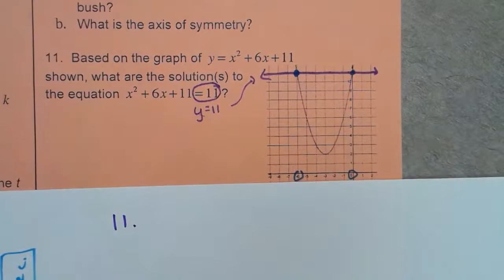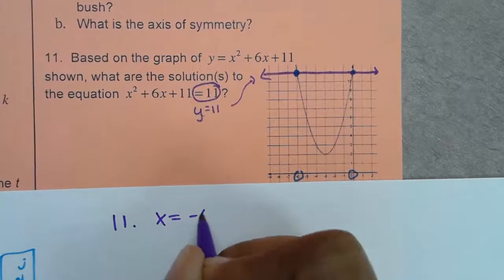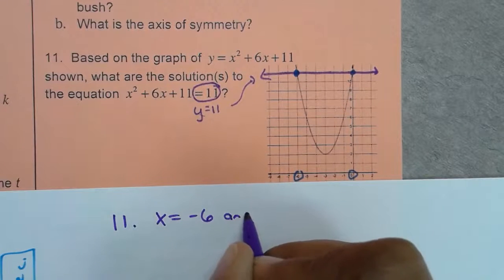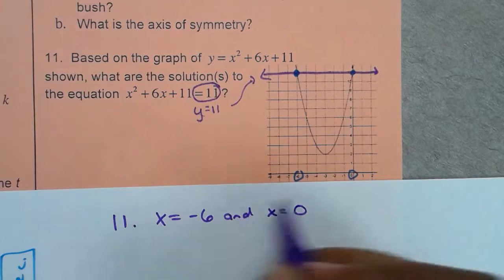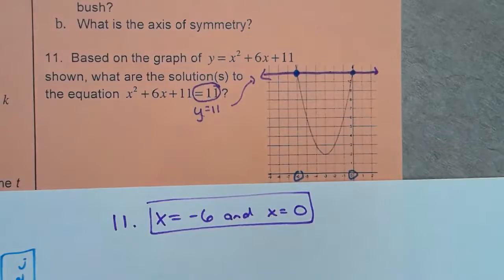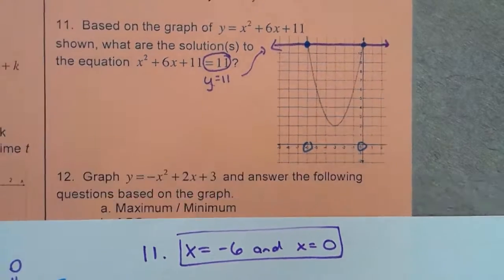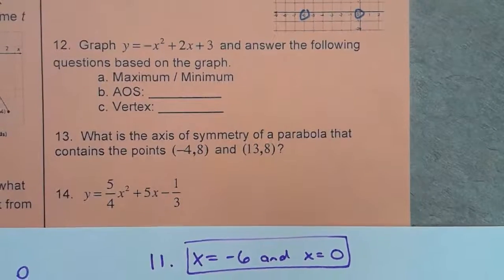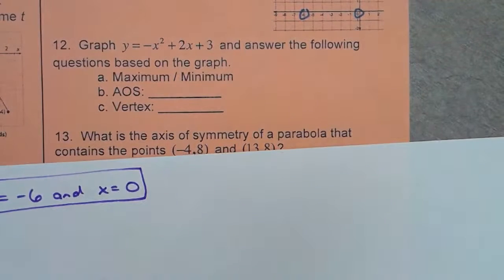Oops, there it is. So x equals -6 and x equals 0. Those are the two x values where they intersect. Okay. All right, graph this equation and then answer the question.